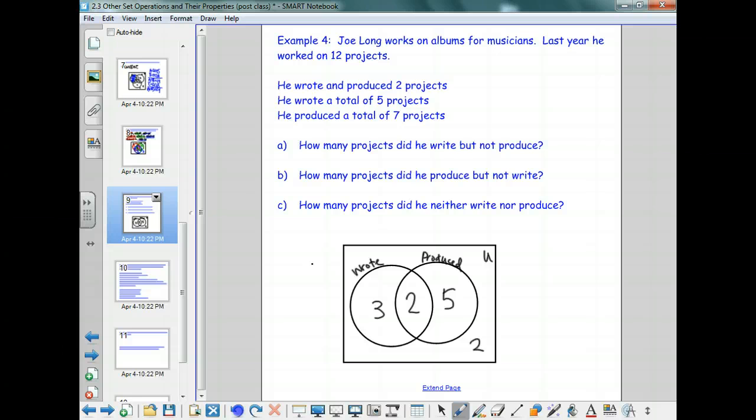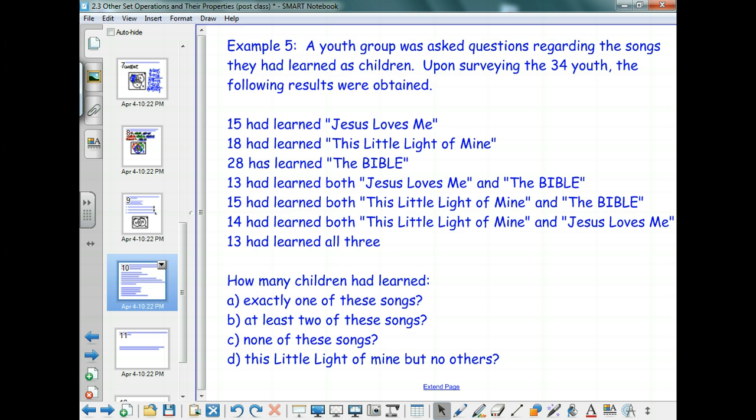Okay, once I have my picture, I can go back and answer the questions that I'm asked about this. This one says, how many projects did he write but not produce? 3. How many did he produce but not write? Good. And how many did he neither write nor produce? 2. And if you mess up on your diagram, I promise I will grade your questions according to your diagram. Okay? So you don't get double weighted. Your answers need to match the diagram that you produce. Make sense? All right. Now just a couple more.